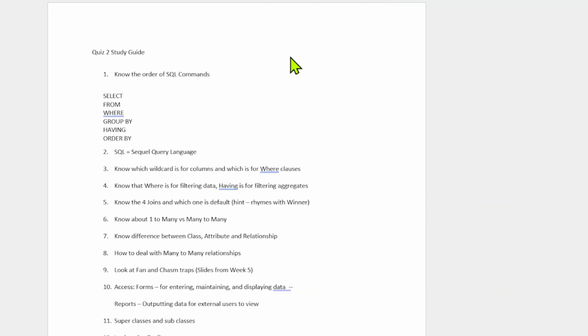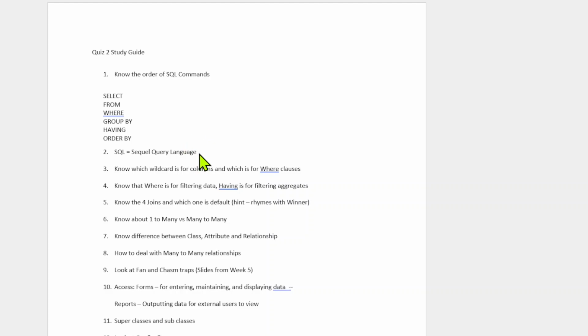Here's some things you need to know for the quiz. The quiz is pretty straightforward. It's 20 questions. 10 are going to be based on SQL, and 10 will be based on the database design we're going after. So keep in mind the order of your SQL commands. Now you don't have to remember, we don't use them all the time in every order, but this is an order to keep. So keep that in mind for the quiz.